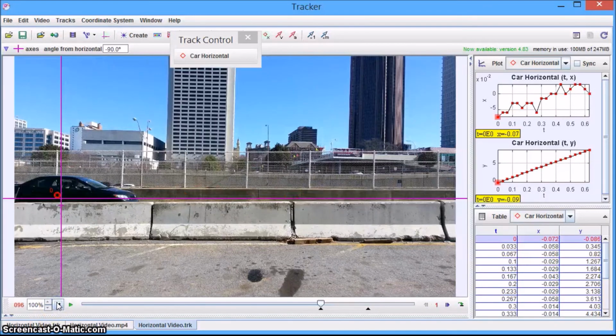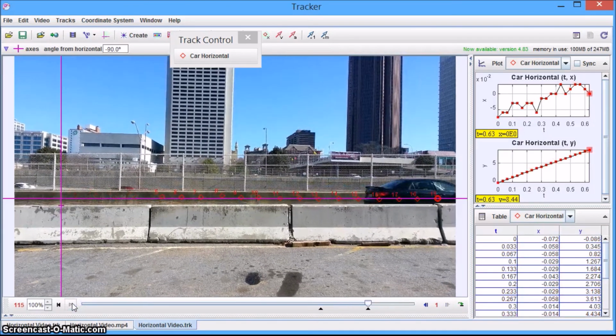Now, what would happen if the x and y axes in Tracker would have been switched? As you can see in the top right-hand corner, the y versus t graph, the bottom graph, now looks like the original x versus t graph. The now x versus t graph, originally y versus t, should be a straight horizontal line at 0, but due to errors in tracking the system, it looks jagged, like our original y versus t graph would have looked.